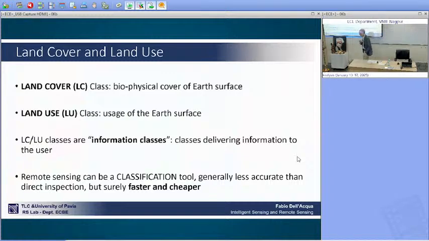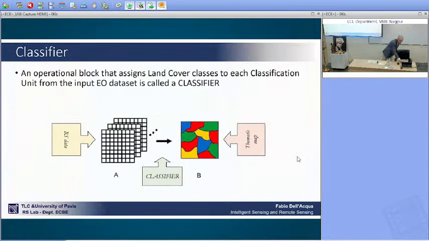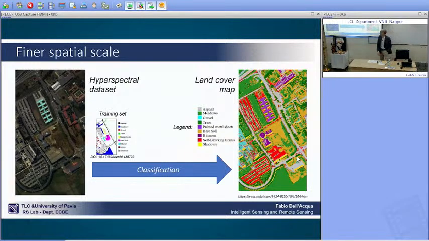So, theoretically, you could visit every single one of these pixels and take note of what is the land cover there. And then you would produce a land cover map, and you don't even need any training data set. But obviously, this is very expensive and time-consuming. It's very accurate, but it is expensive and time-consuming.